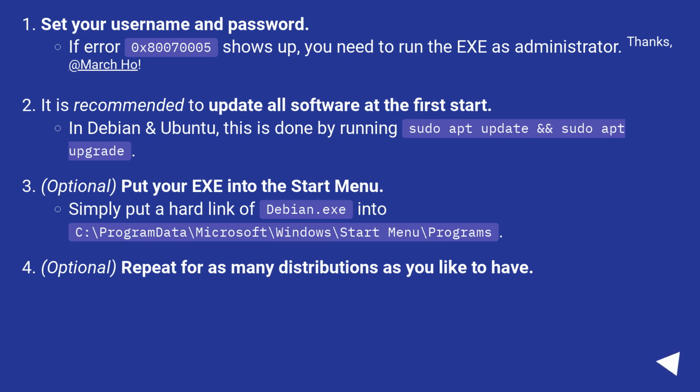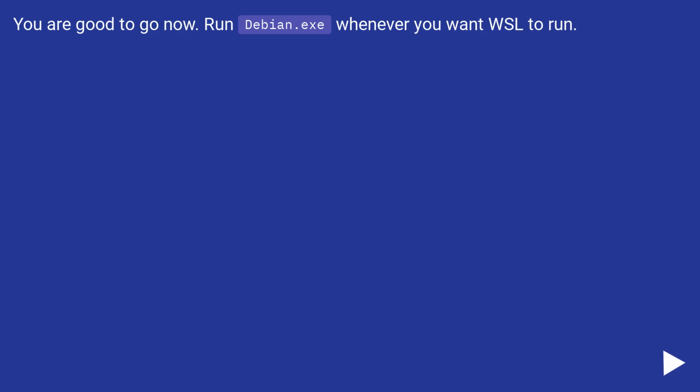Optional, put your exe into the start menu. Simply put a hard link of debian.exe into c:/ProgramData/Microsoft/Windows/Start Menu/Programs. Optional, repeat for as many distributions as you like to have. You are good to go now. Run debian.exe whenever you want WSL to run.